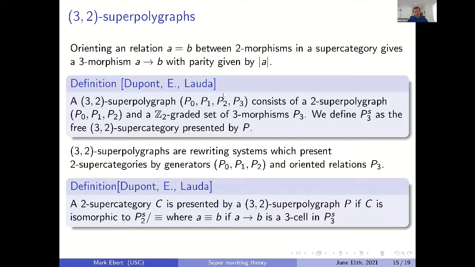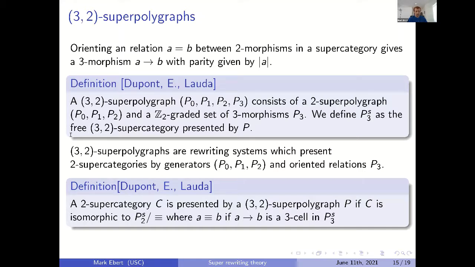So we can define another free 3-2 super category. It's basically like you take the free thing. I don't plan to get into the nitty-gritty of that. But anyways, these 3-2 superpolygraphs are the rewriting systems that present 2 supercategories. And by studying them, we can apply that basis result that we've been talking about.